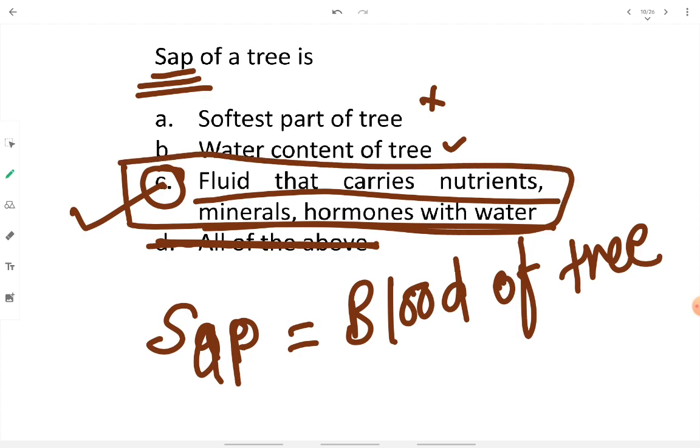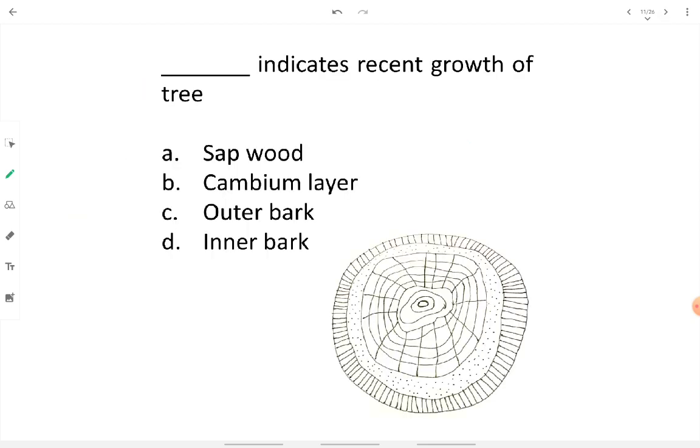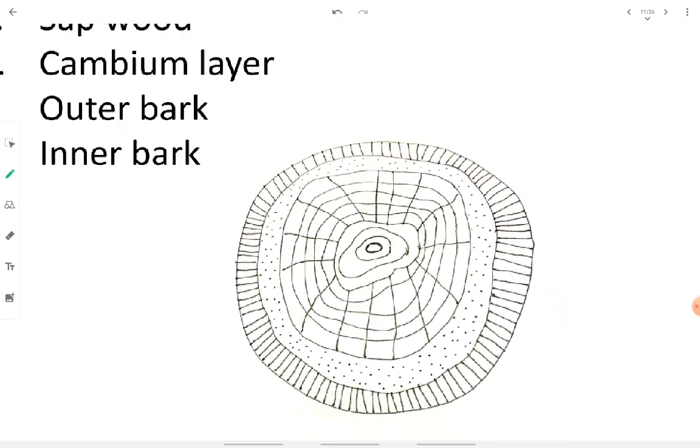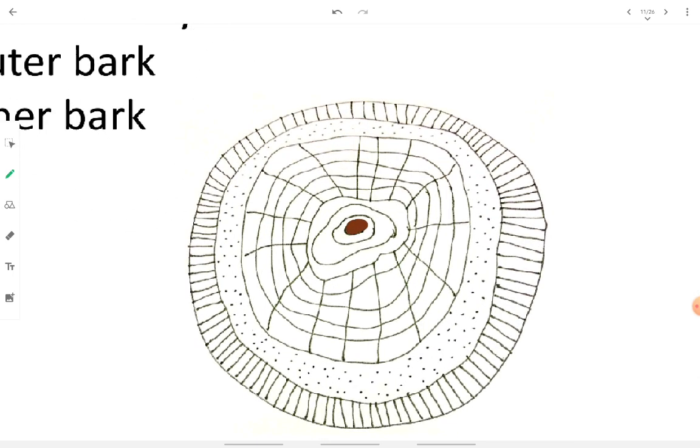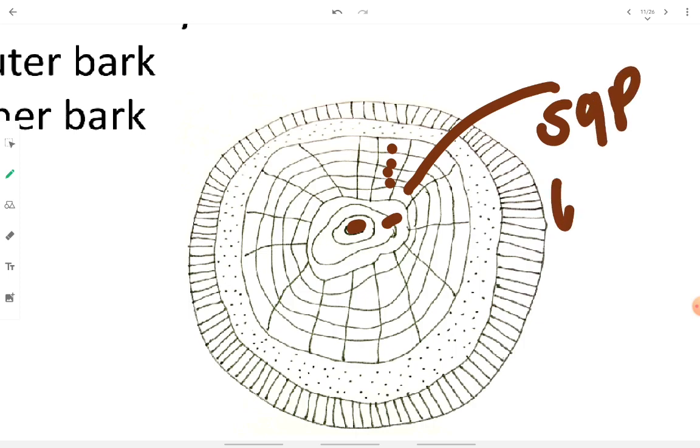Okay, let's go to the next question. Fill in the blank: indicates recent growth of the tree. Now let's go to the diagram. This one is what? Pith of the tree. This one is what? Heart. Now these layers, these 1, 2, 3, 4 layers, indicate the recent growth of the tree, and these layers are known as sapwood.